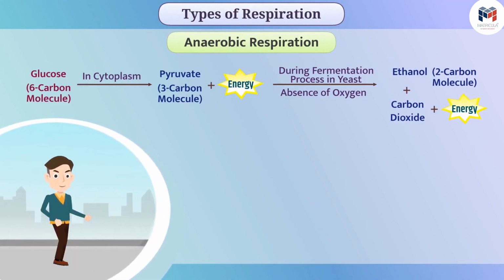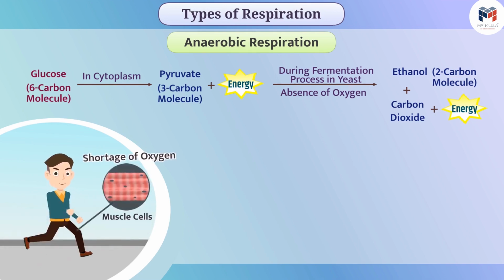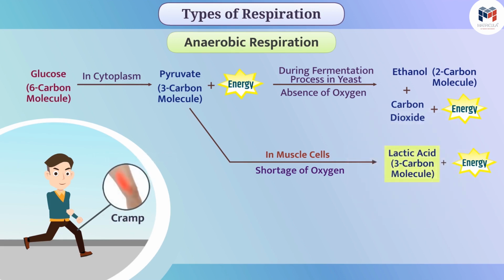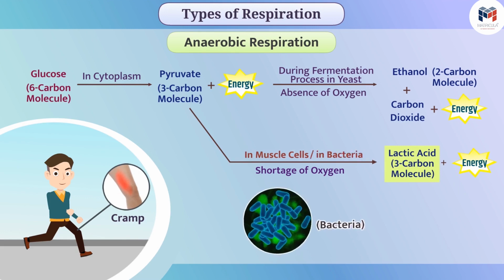Sometimes, while doing work, the need for energy increases. In such a situation, often there is a shortage of oxygen in the muscle cells. To generate energy in less oxygen, these cells break down the pyruvate into 3-carbon atom molecule lactic acid. Formation of lactic acid can cause cramp. We can see this method of generating energy in some bacteria also.